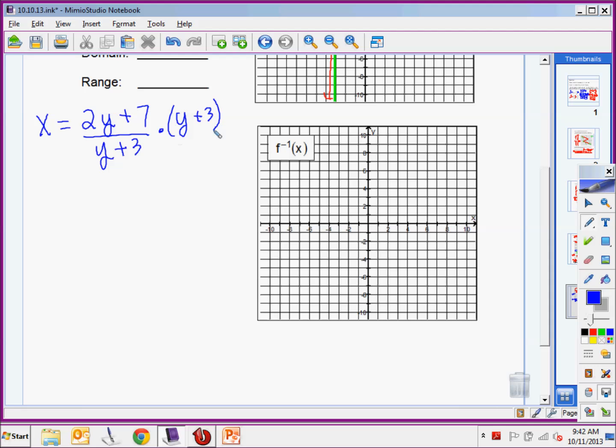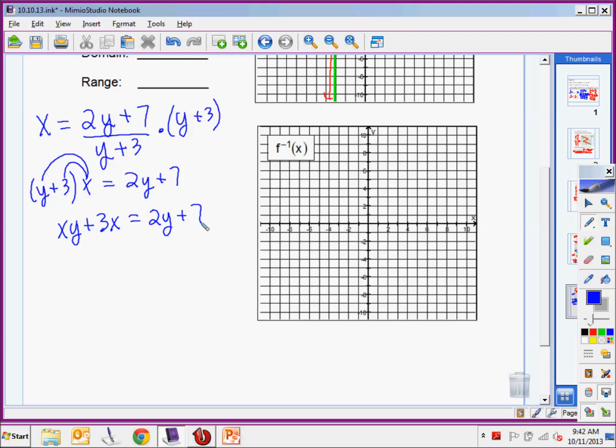On this side, I'm going to multiply by... I ran out of room, but you get it. So y plus 3 times x equals 2y plus 7. All right, we're now out of the denominator. What do I do here? Combine, which means to distribute, right? So I'm going to distribute, and I have xy plus 3x equals 2y plus 7.